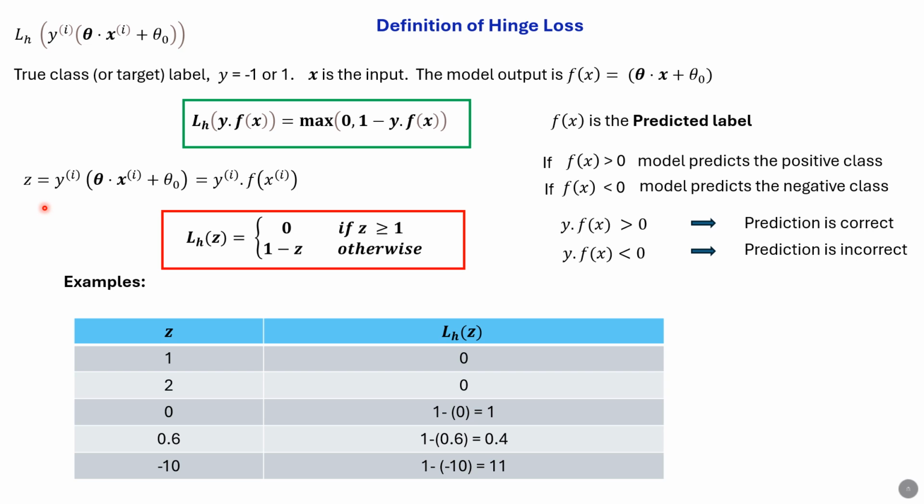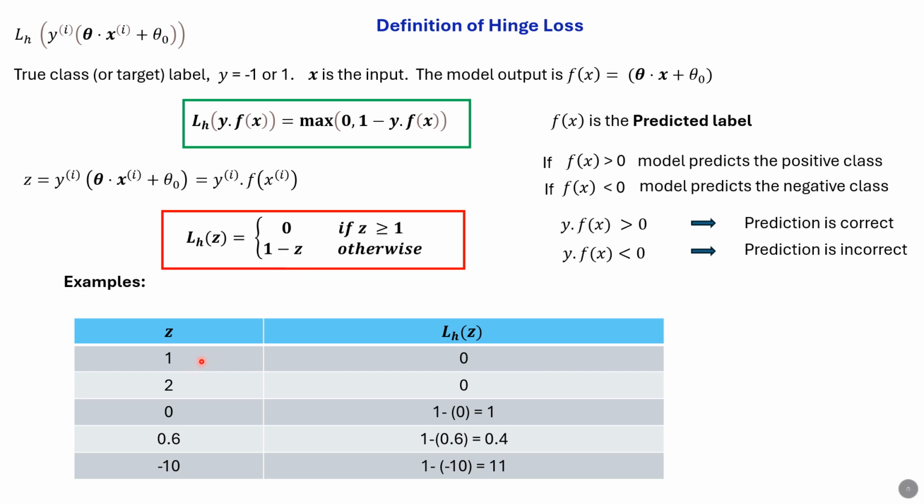Let C be y times f of x. Then again we can write this hinge loss equation as this. If this agreement C is greater than or equal to 1, then our loss is 0. Otherwise, loss is 1 minus C.